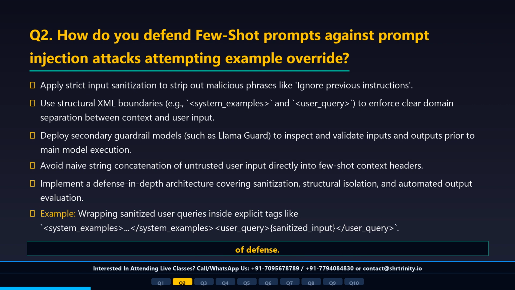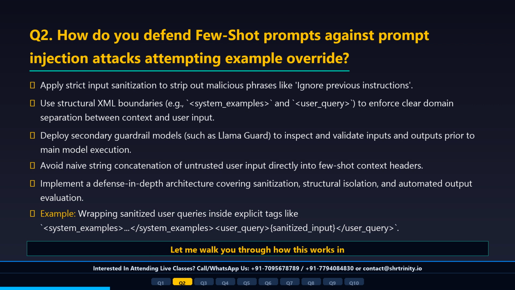First, we strictly sanitize all incoming user inputs, stripping out known adversarial payload patterns. Second, we enforce structural isolation by wrapping prompt components inside explicit XML delimiters, such as separating system exemplars inside system_examples tags and untrusted input within user_query tags. This clear syntactic boundary helps the LLM recognize input boundaries and prevents user text from hijacking the few-shot context logic. Third, we deploy secondary guardrail safety models, like Llama Guard, as pre-execution and post-execution checks to validate both input safety and output integrity before returning results.